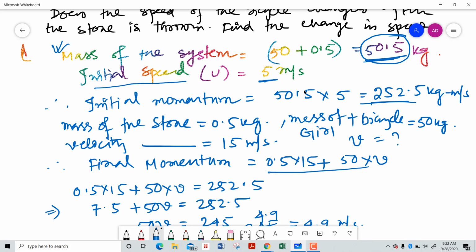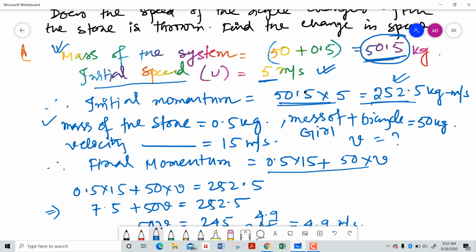In this case, we have found the mass of the system. It's about you, your bicycle, and the stone, so I have considered it as a mechanical system. Its weight is 50.5 kg, the speed is 5 meter per second, so the initial momentum is equal to 252.5.